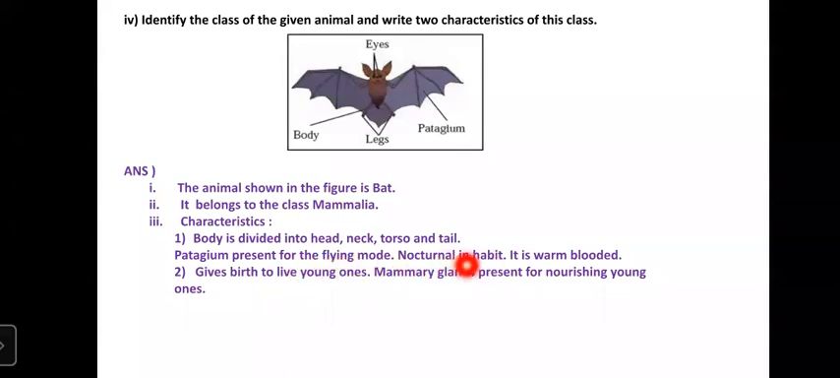Nocturnal in habit, which means they come out during night time. And it is warm blooded. Mammals are warm blooded; you have to remember. See the next point: it gives birth to live young ones. A bat does not lay eggs; it gives birth to live young ones. Also, mammary glands are present for nourishing young ones. In mammals, a very important characteristic you have to remember is mammary glands, present to feed the young ones. So this is the expected answer of this question.